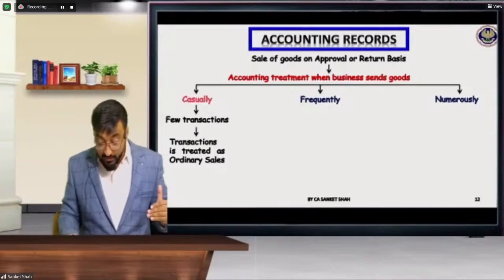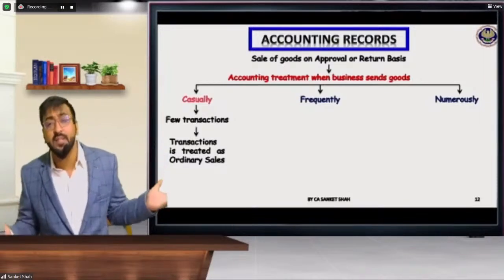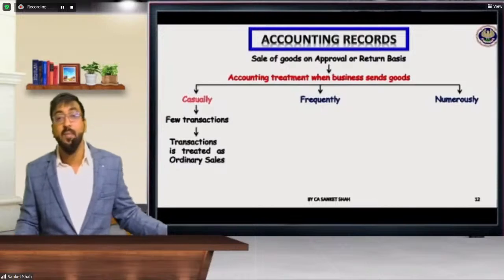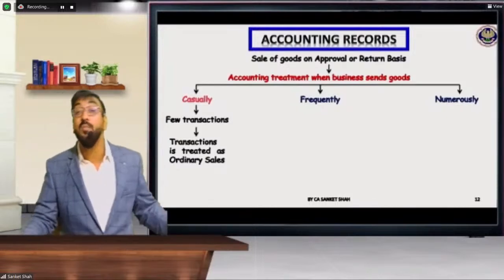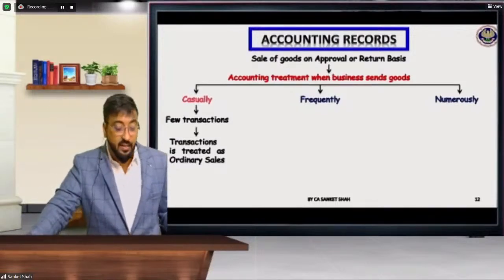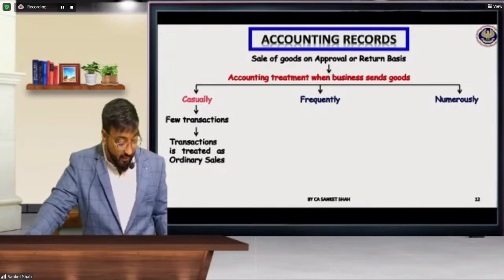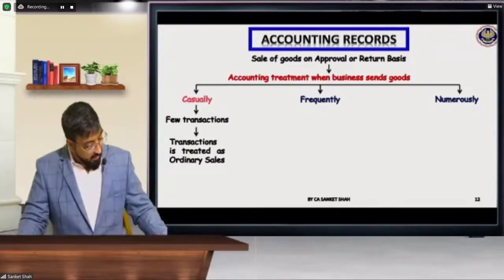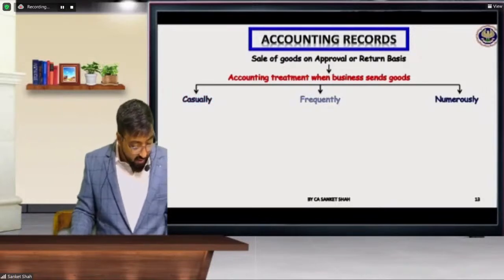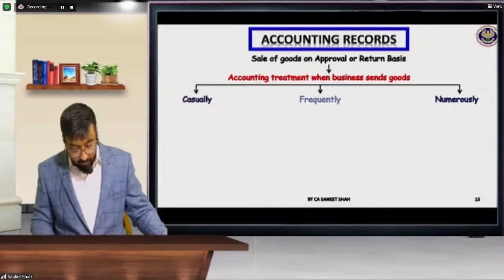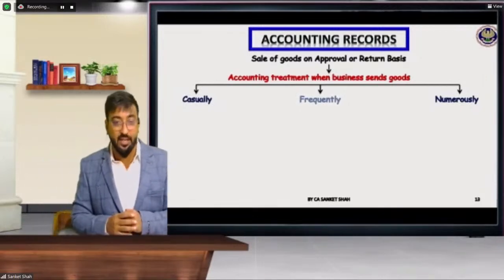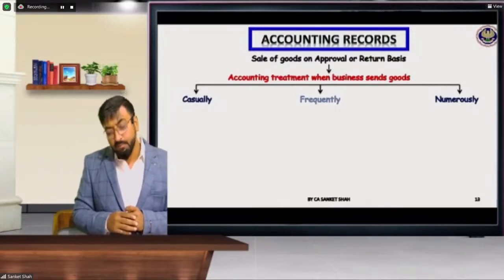And what is the entry? It's like sales. What is the sales entry? Debtors account debit. Debtors is my asset. Debtors debit, and to sales, which is my income. So to sales, that entry I will pass at the beginning. Okay, sir. Understood. Okay, so very few transactions, then you are following the casual approach.